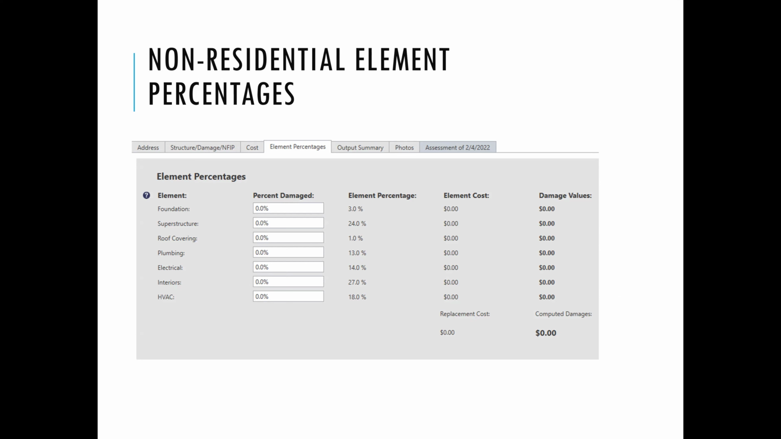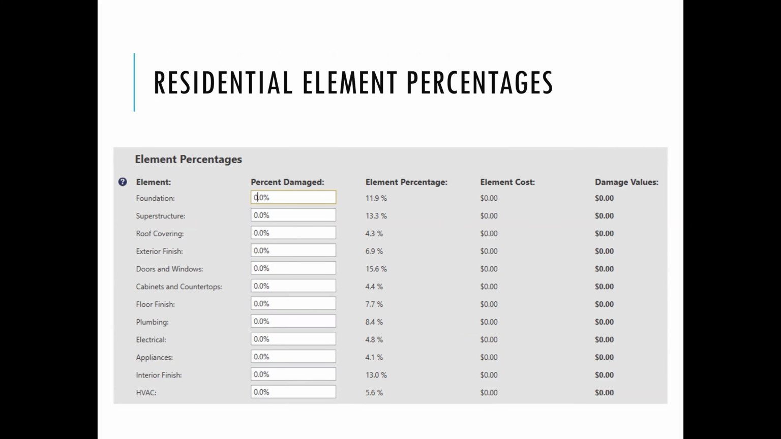So non-residential, it's a little bit simpler. These are the elements that they have you look at: the foundation, superstructure, roof, plumbing, electric, interiors, and HVAC. So it's less detailed in that regard. There's less characteristics than the residential percentages. And so again, the field guide kind of tells you what to look for and how to gauge that percentage of damage. And you want to train your teams to be consistent and maybe do a couple of assessments together before you send them out, just to make sure that everyone's on the same page about how we gauge the level of damage.